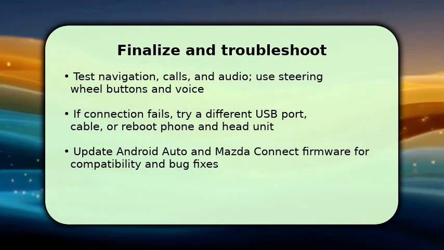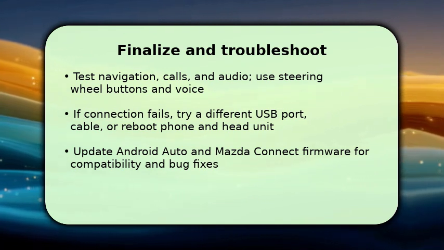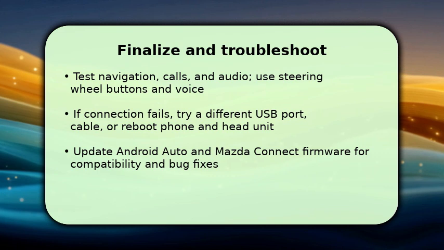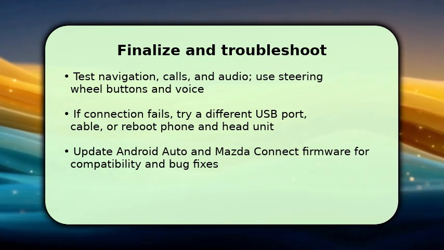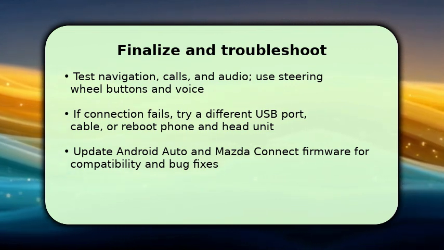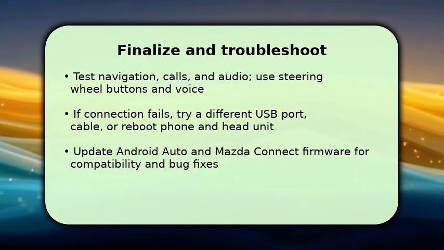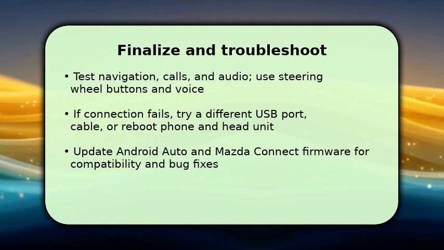If something breaks, unplug and try a different cable or USB port. Soft reboot your phone and the Mazda infotainment system because many issues clear with a restart. Also, make sure both Android Auto and Mazda Connect firmware are up to date. Updates fix compatibility and security problems. One key troubleshooting tip: try a certified cable before deeper diagnostic.